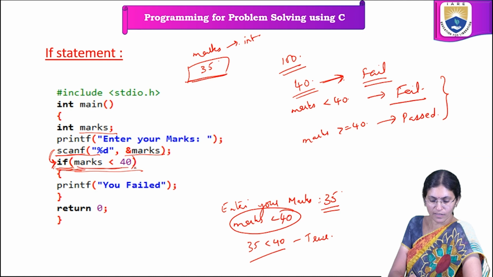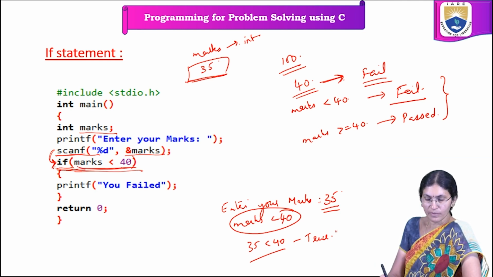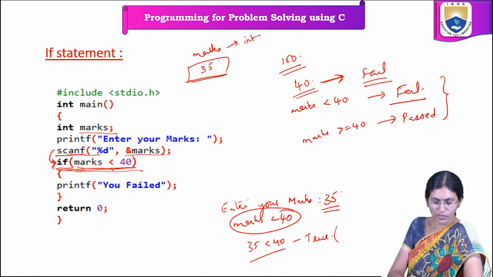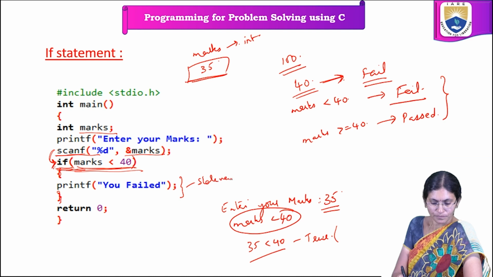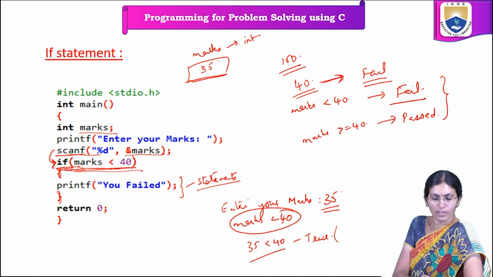So the outcome of this expression, this relational operation, is true. That means it returns a non-zero value. So it is true, which means whatever statements are written inside this if block, these are the statements corresponding to the if block. So these will be executed.